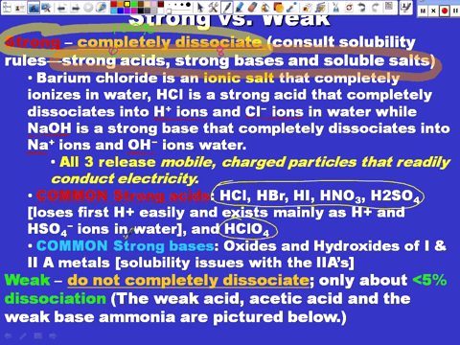Now, notice what it says: it loses its first H plus easily, and exists mainly as H plus and hydrogen sulfate ions in water. That is true, and we'll get into that at the very end of the year when we talk about acids and bases. So we do not dissociate completely. I would highlight this part right here at the bottom: only about 5% dissociation. The weak acid, acetic acid, and the weak base, ammonia, are pictured below. So let's look at those real quick.